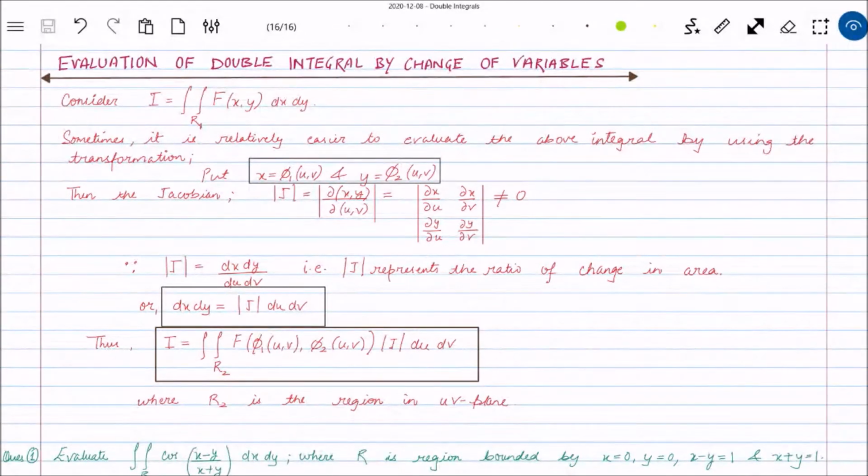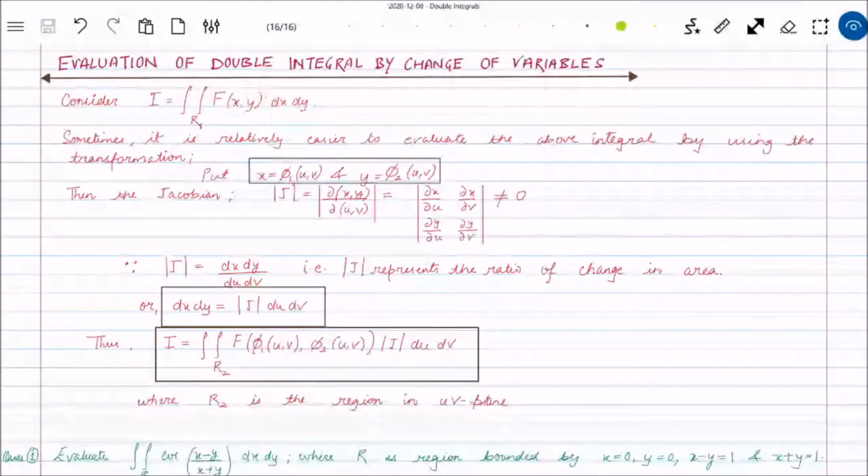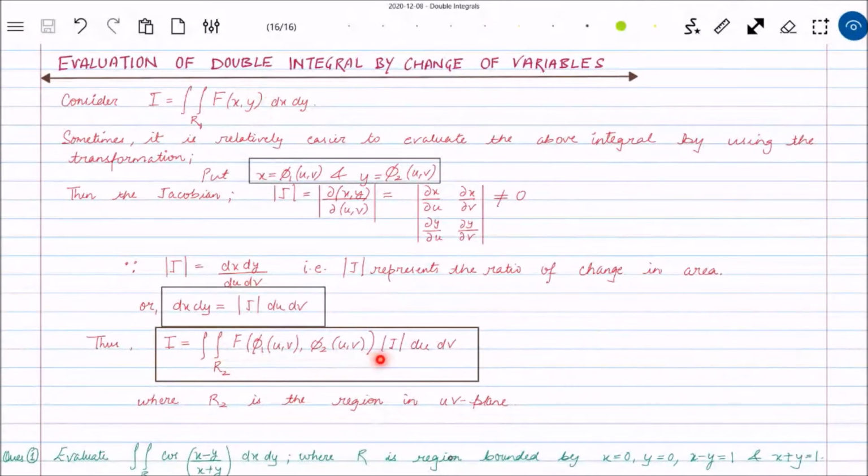This is the changed version, but this integral was meant to be evaluated on the xy plane, while this new integral is evaluated on the uv plane, because you have shifted from the xy plane to the uv plane. Now see this. This is capital F(x, y). This becomes capital F, and in place of x you write phi 1(u, v), and in place of y you write phi 2(u, v). And in place of dx dy you write the Jacobian determinant du dv.